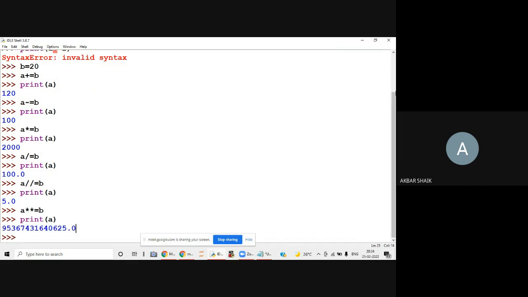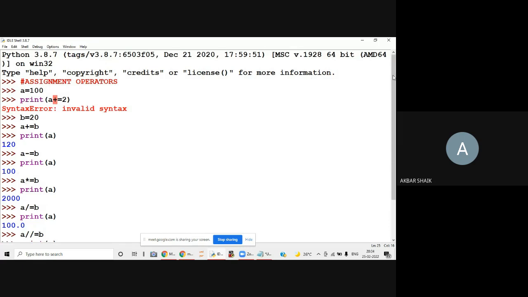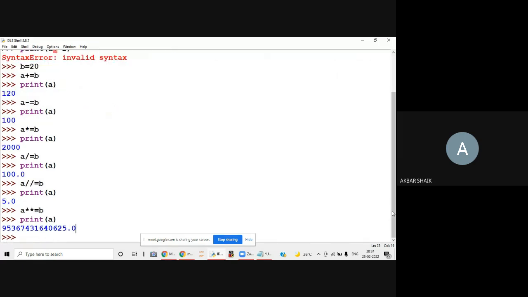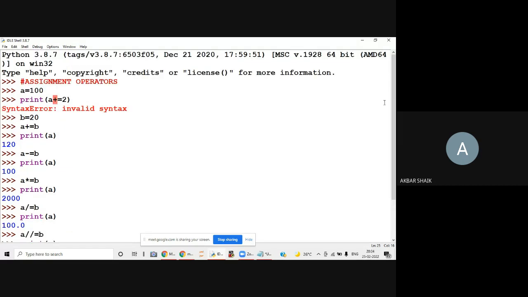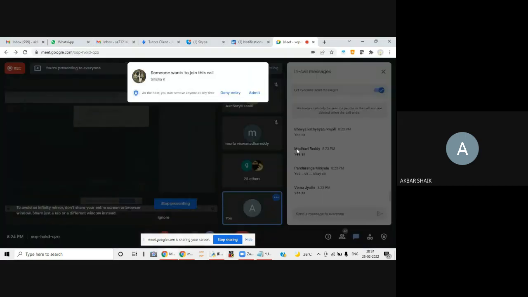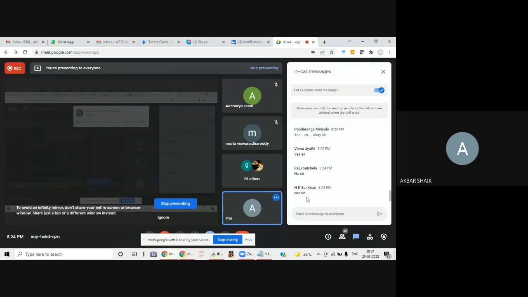If this is clear, then it is very easy to write a program for the same. Is it clear, all the assignment operators? Any doubts? This is a little bit tricky. Try to understand. If there is any doubt, please let me know in the chat box. Any doubts? Is it clear? Okay, if we have no doubts, then we'll go for a program.